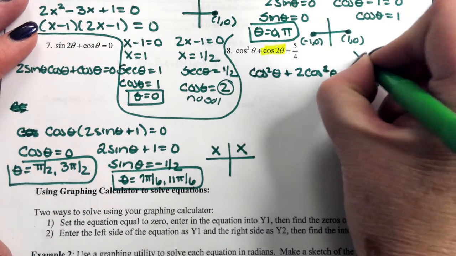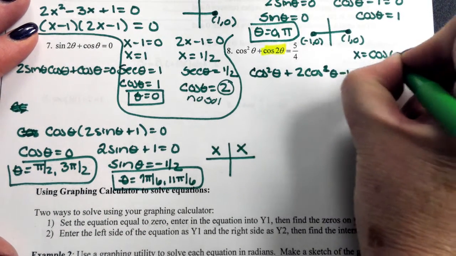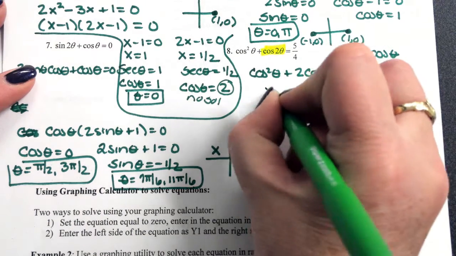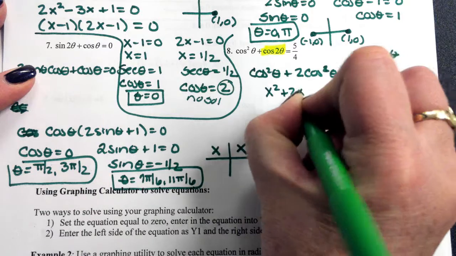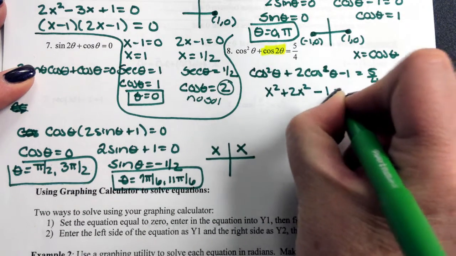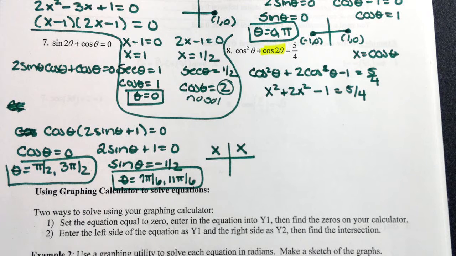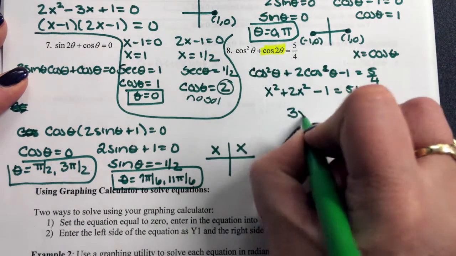Again, to get you through the algebra, if you're not sure what to do with it in terms of cosine, do that substitution and rewrite everything in terms of x. So I can rewrite this as x squared plus 2x squared minus 1 is equal to 5/4. What can we do here? Combine like terms. So what is x squared plus 2x squared? 3x squared.